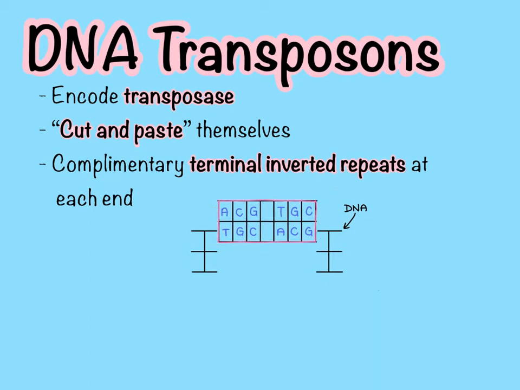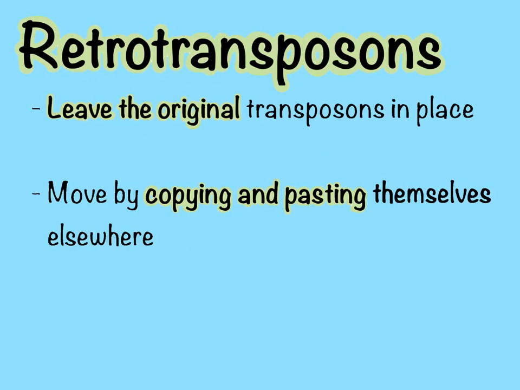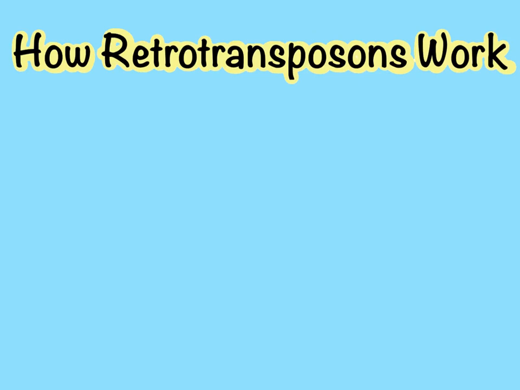However, while jumping genes make up at least 45% of the human genome, DNA transposons themselves are only about 2 to 3% of it. The rest are retrotransposons. Now let's talk about these retrotransposons. They're unlike DNA transposons because they leave the original transposon in place and move by copying and pasting their sequence throughout the genome. So how do they work?